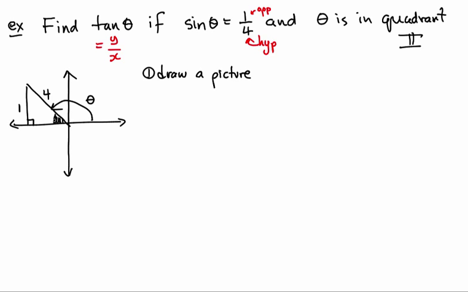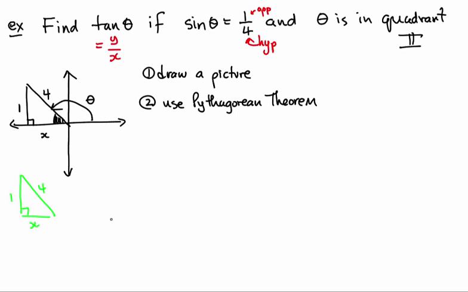And now, once I've drawn a picture of what I have, then my next thing is I need to use the Pythagorean theorem to find out my missing side, because I need to know this x value. I've got the y value so that I can find this tangent ratio. So I'm solving for x in the triangle 1, x, and 4. So I get 4 squared is 16, and 1 squared plus x squared. So 16 is 1 plus x squared. Subtract 1, that gives me 15. And then take the square root, and I get x is equal to the square root of 15.